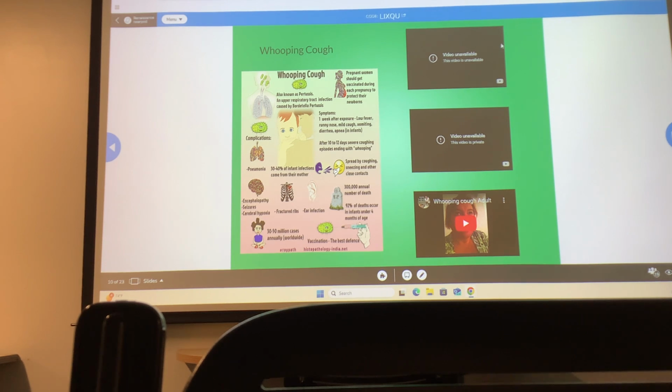Okay, whooping cough. What's whooping cough? This is pertussis. Can we prevent it? Yes. How are we going to prevent it? Which ones? Tdap and DTaP, right? At what age can they get the DTaP? 2, 4, and 6 months.